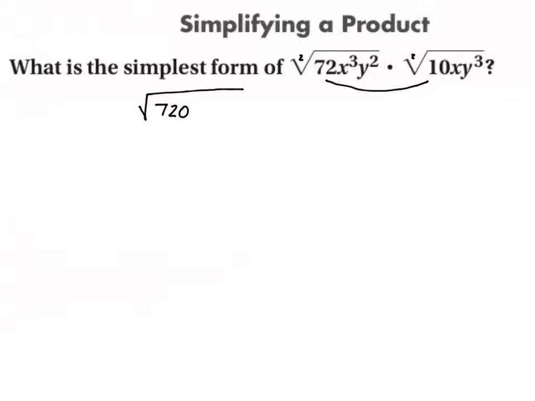Then we'll multiply the x to the third with the x to the first, which becomes x to the fourth. And then y squared and y to the third, that's going to be y to the fifth. Keep in mind our index in this case is a 2, so we're trying to reduce this. Now we have to simplify this. I know that 720 is not a perfect square, but it can be broken apart into 144 and 5.